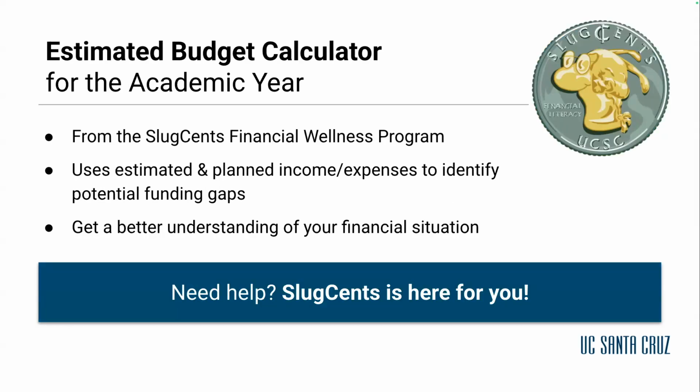The Slugsens Financial Wellness Program also offers a tool that can help. We have the estimated budget calculator for the academic year that was built by students for students like you. The calculator takes planned and estimated income from financial aid and personal resources and subtracts planned and estimated expenses for academic and personal needs to identify potential funding gaps that you may need to plan for.